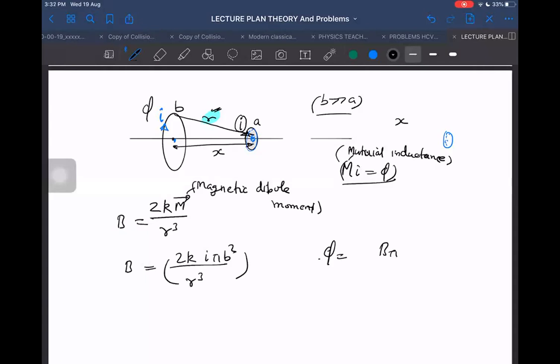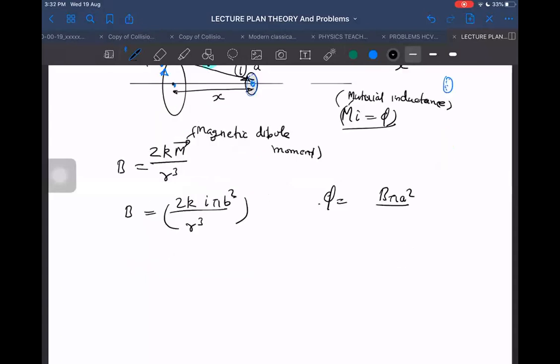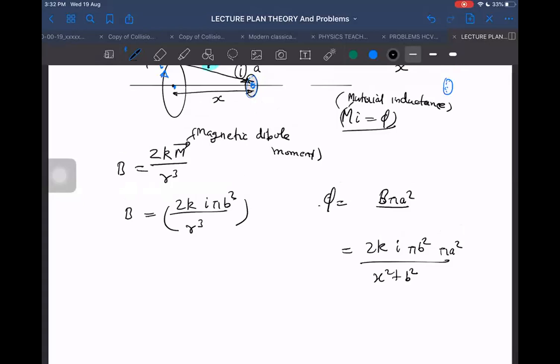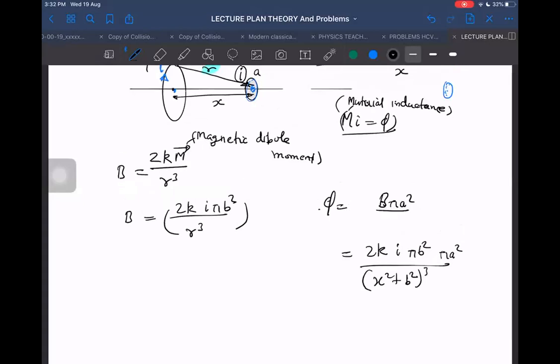Flux will be B into pi a square. At last it is 2K into I into pi b square into pi a square upon R, which I can write as (x square plus b square) whole raised to power 3 by 2. That is the flux. And what is flux upon current? I divide by current, and then I get 1 upon I times this. That is M.